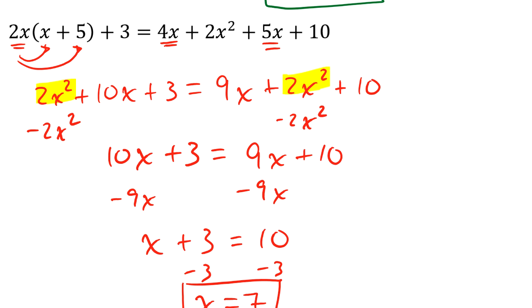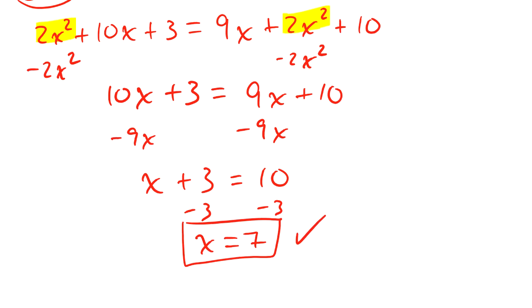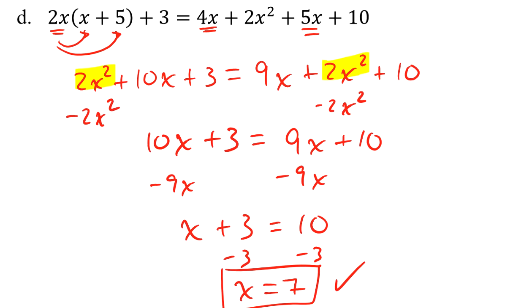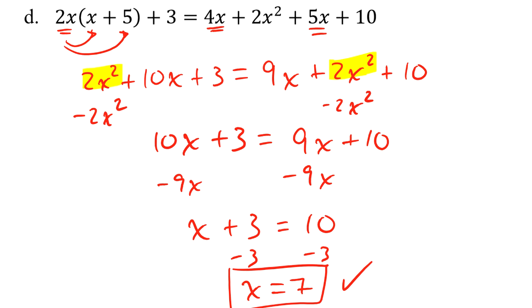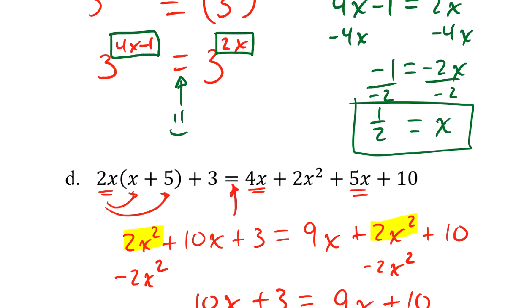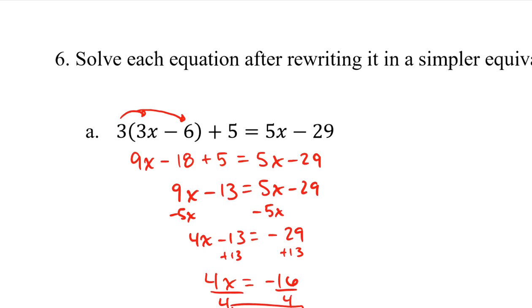So this is the verified solution to the equation, right? x definitely is the value 7. And when x is 7, it makes both the left and the right hand side of this equality statement equal 171. So it makes it true. That's it for question, geez, what question was this? Question 6.